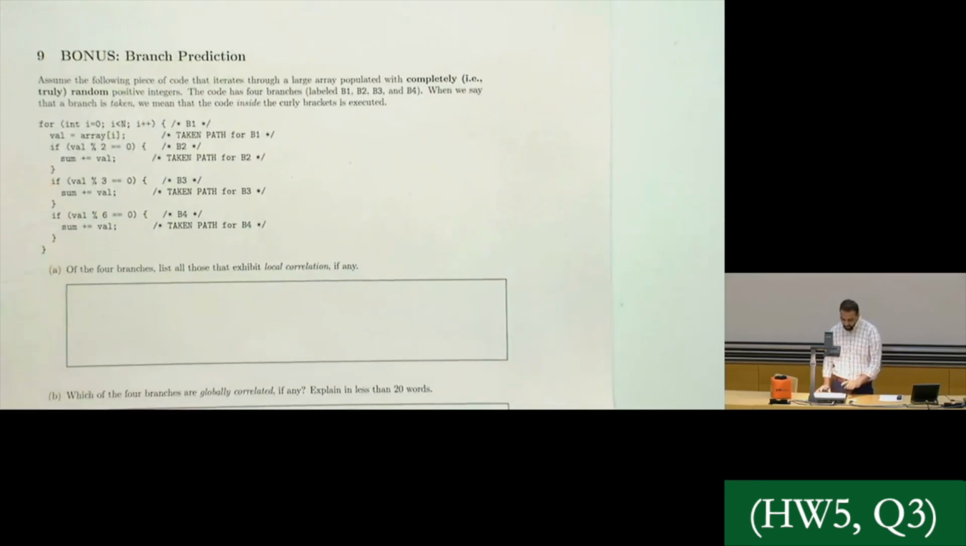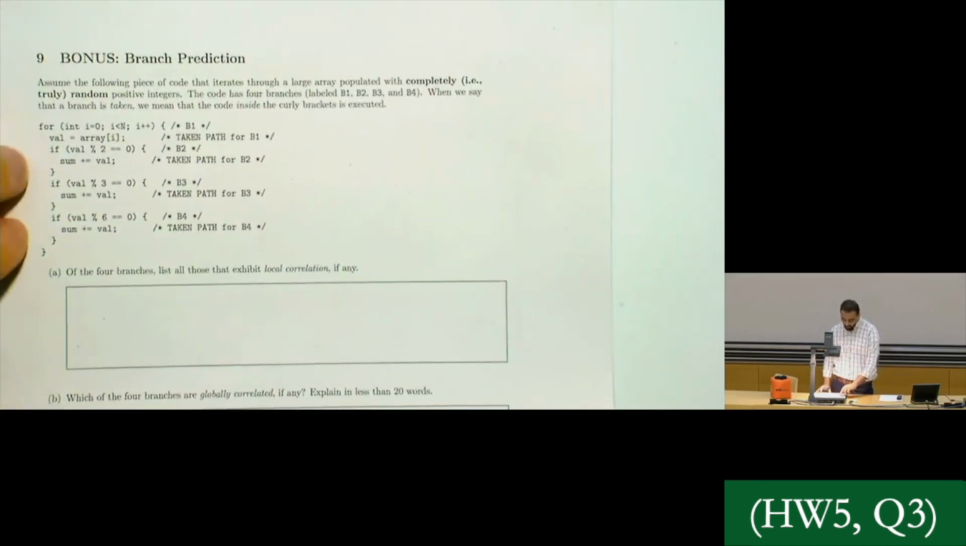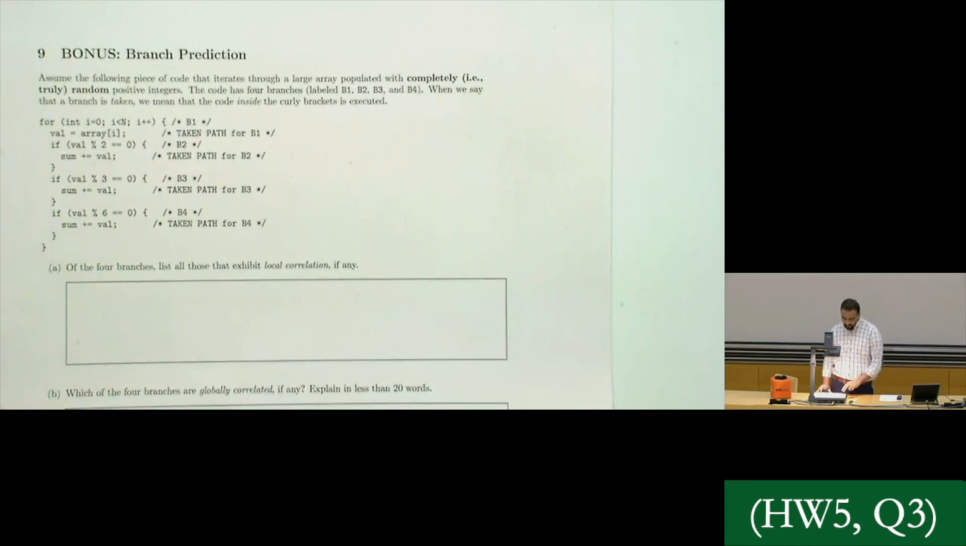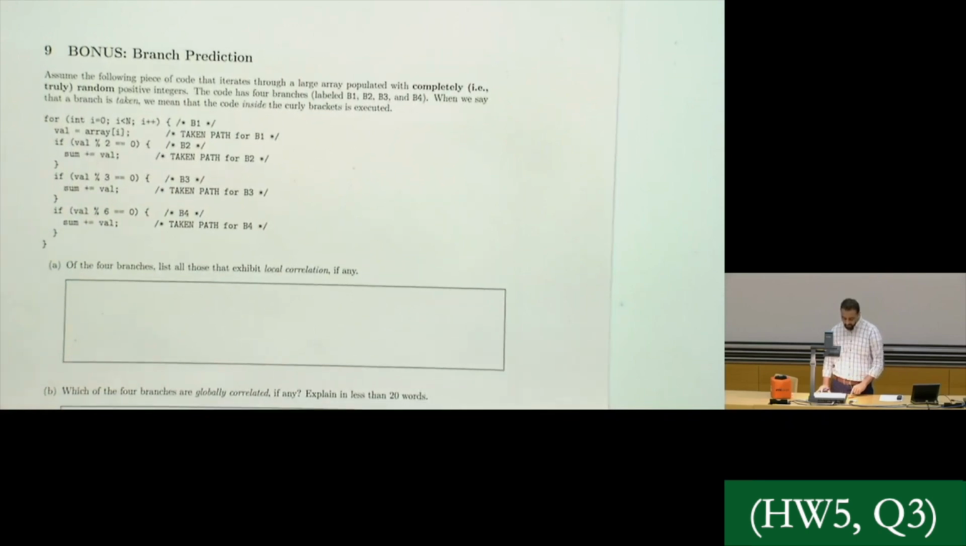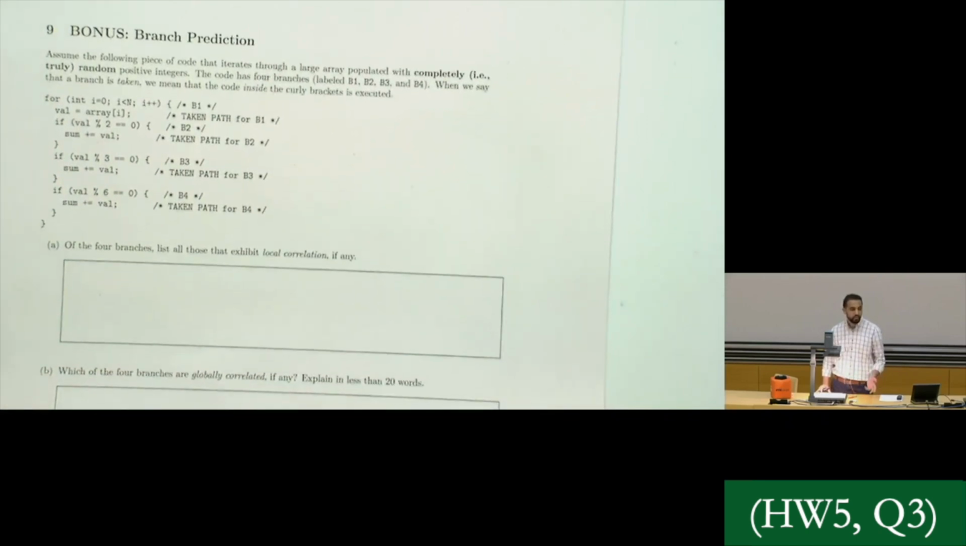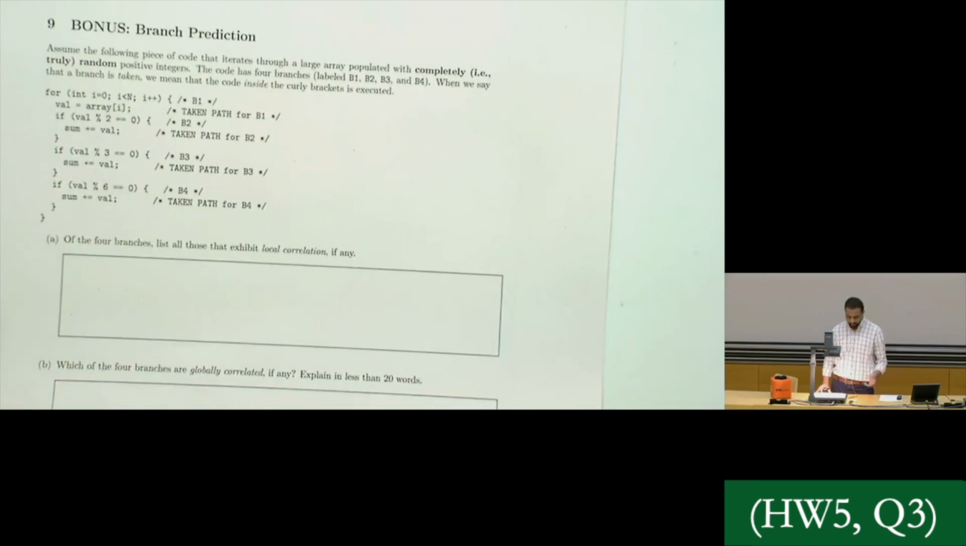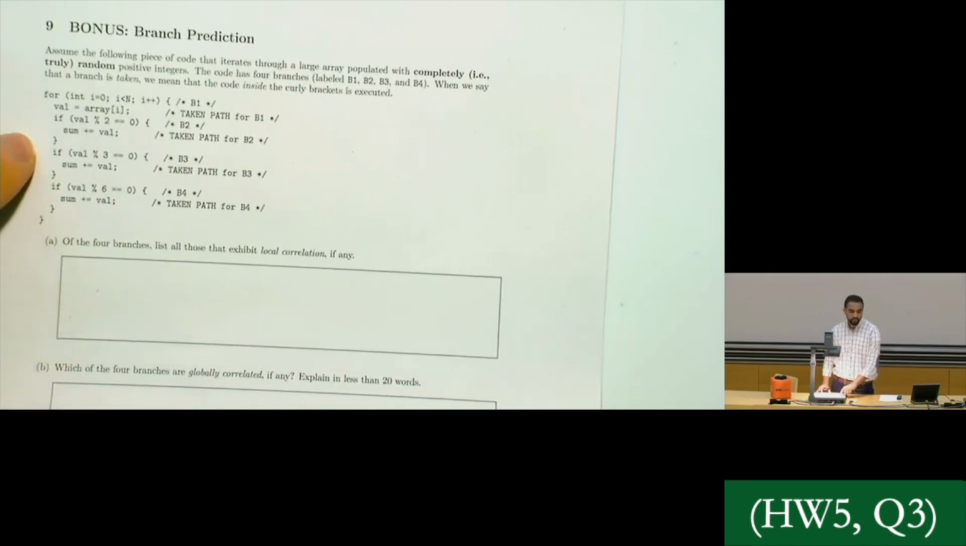And you have 3 if statements inside the for loop, and at each if statement, you are trying to examine if that value is a multiple of 2, 3, or 6. And this is not if-else. This is very important.